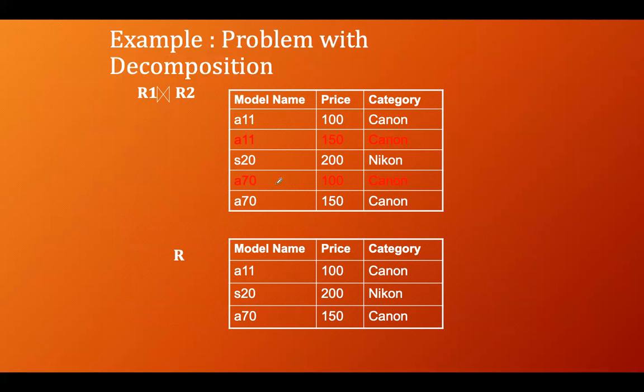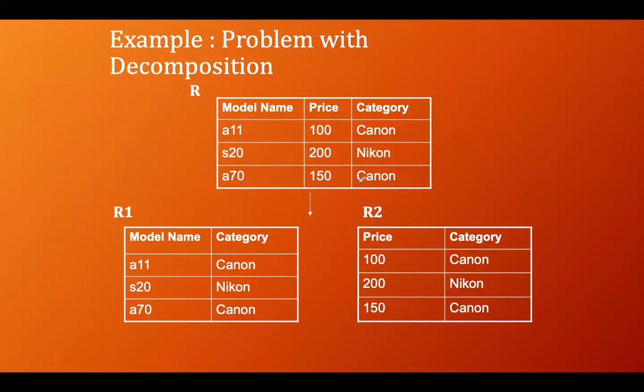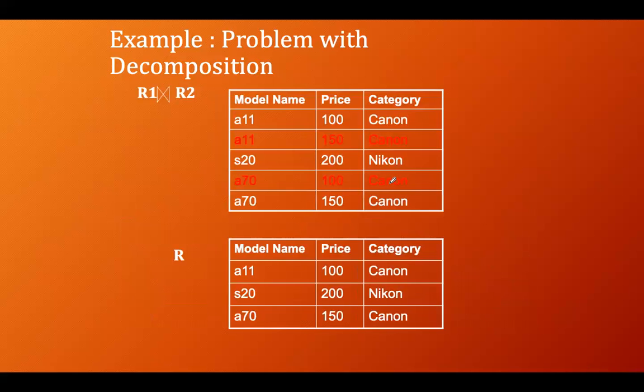Again, A70 100 Canon is not there. Here we have A70 150 Canon, but we are getting A70 100 Canon as well, and this is again a duplicate, extra information, which is wrong information that we are getting. We should not get this, right? Now what is the problem?